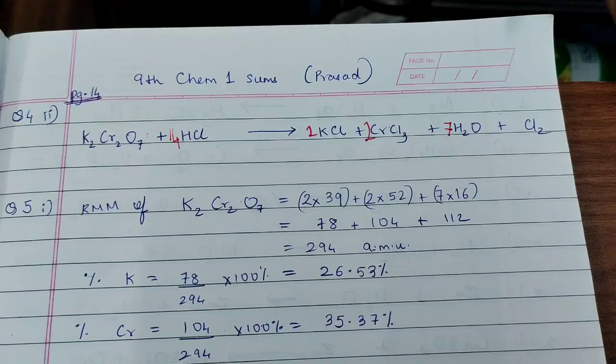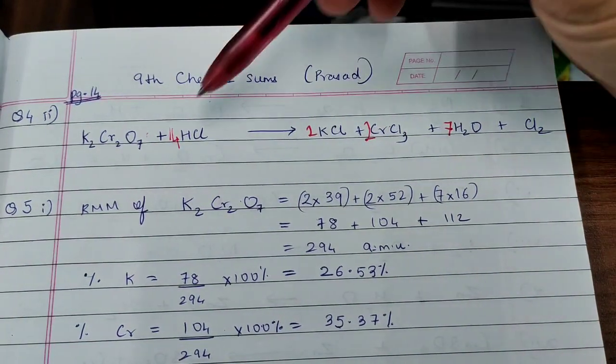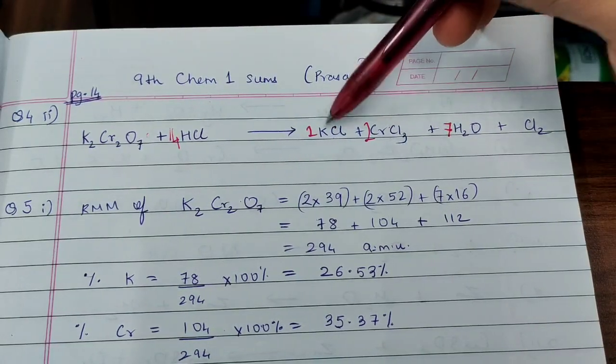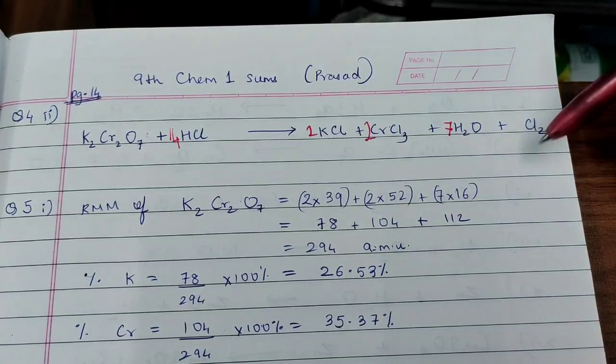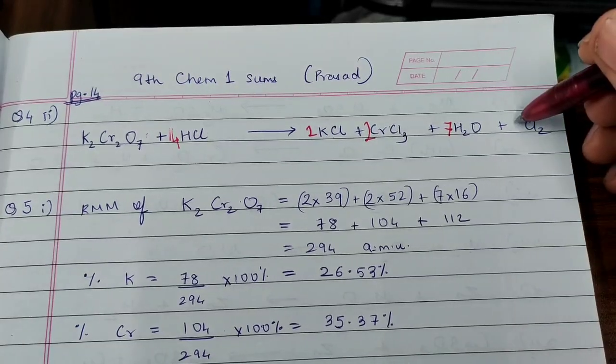So hydrogen 14. Now only chlorine is left to be balanced. 14 atoms of chlorine. Here we have 2. 2 into 3, 6, total 8. Plus 2, 10. But I would like it to be 14. So what number should I put here to make the total 14? Think. Well, it'll be 3.